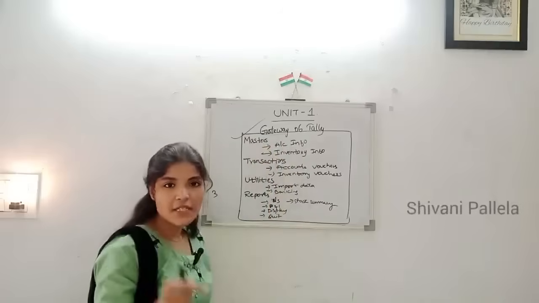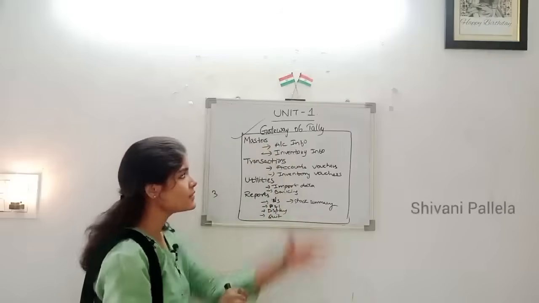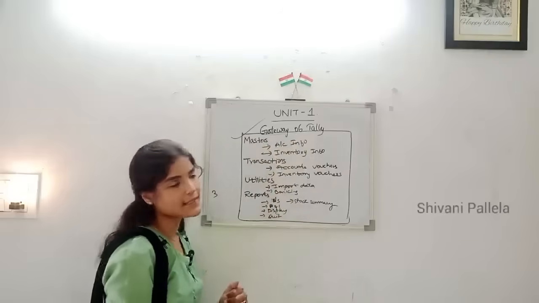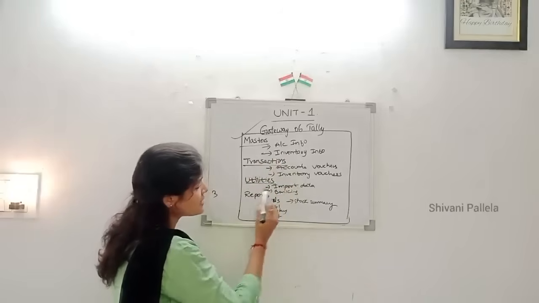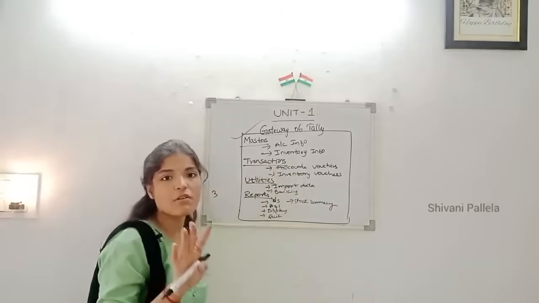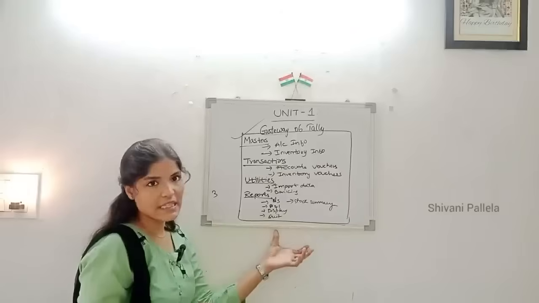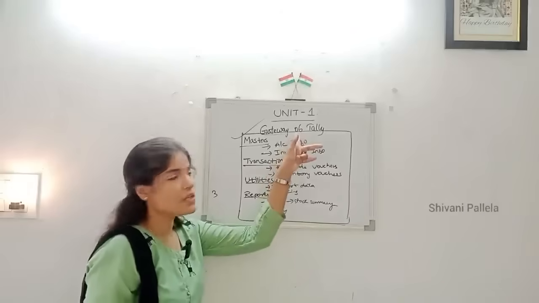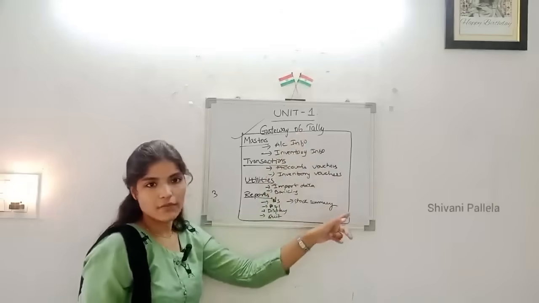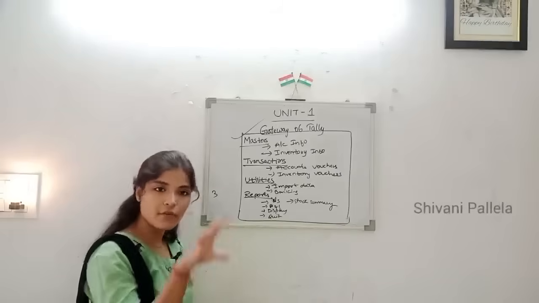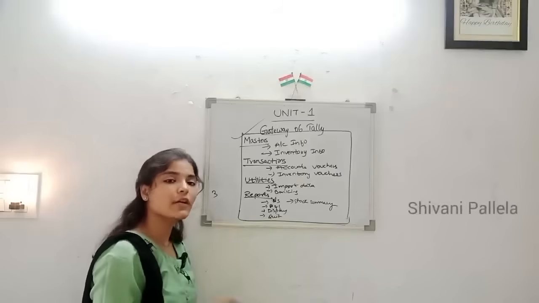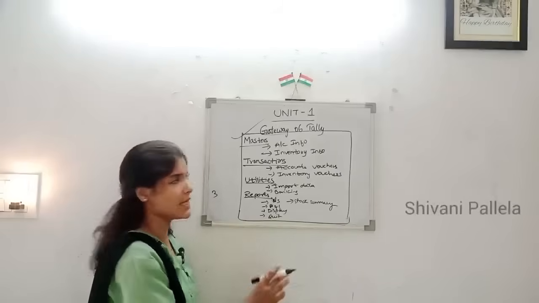Gateway of Tally. After clicking on the Tally icon, you will see it displayed like this: masters, transactions, utilities, reports. These are the 4 side headings which you can see in Gateway of Tally. If this board is not visible, you will find the screens in the notes PDF. There you can make note of it. Here I am just explaining.